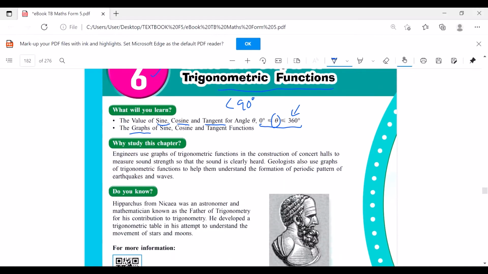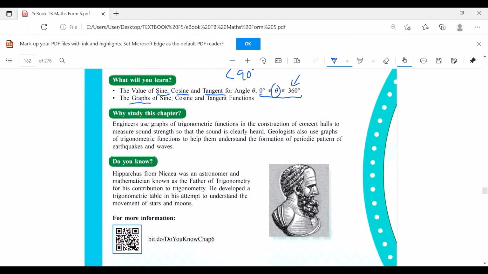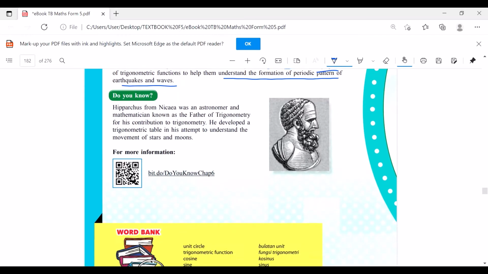So why do you study this chapter? If you want to be engineers, you must know about the graph of trigonometric functions. Geologists also need the graph to help understand the formation of periodic patterns, earthquakes and waves. Trigonometry is one of the areas in mathematics that is very useful and important. So it's good that we learn this.